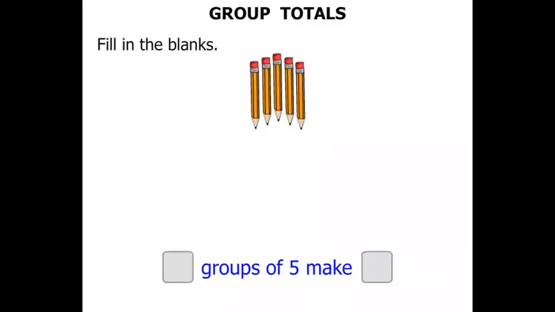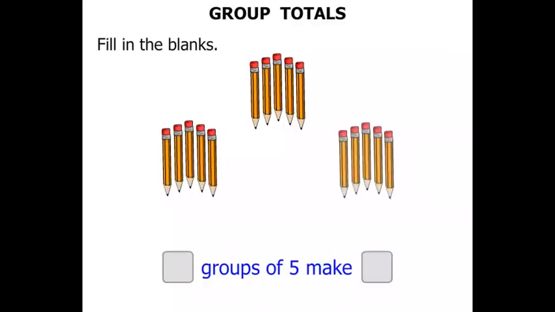Fill in the blanks. So we have a sentence there with some blanks to fill in. We're talking about groups of 5. We can see that we've got one group of 5 there, 5 pencils in that group, a second group, and a third group. We've got 3 groups, so let's write the 3 down there. So 3 groups of 5 make how many?